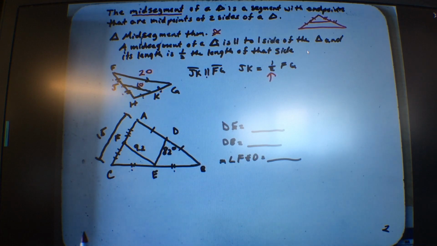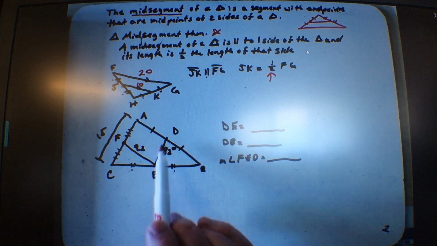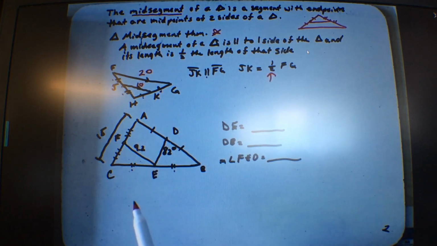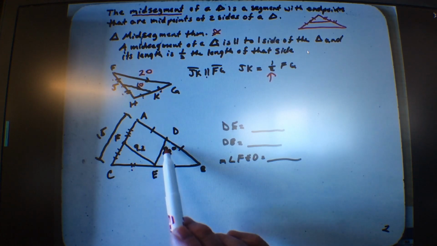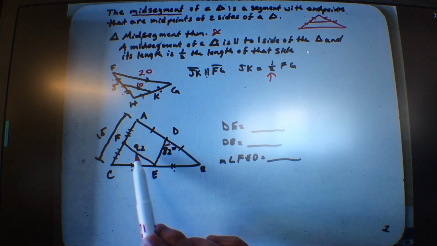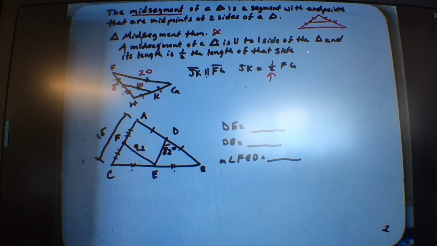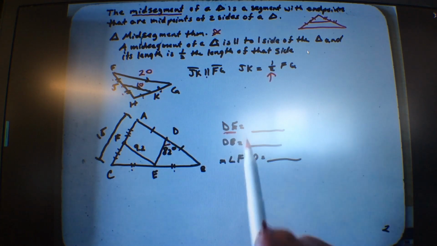So basically, we could draw all 3 mid-segments if we wanted to. We have 2 of them drawn. This length of AC is 15. This angle right here is 82 degrees, and this length of FE is 9.2. So, the first question is, how big is DE?